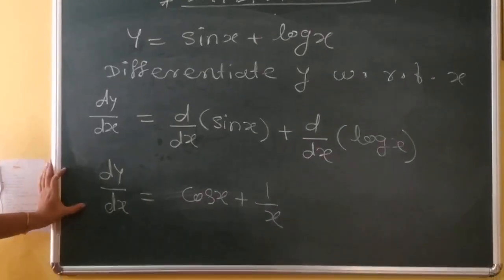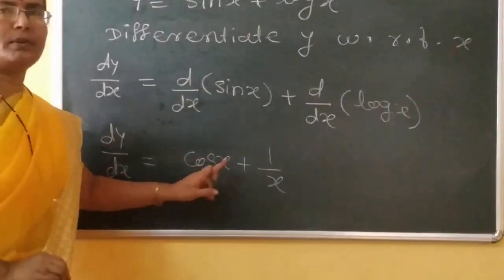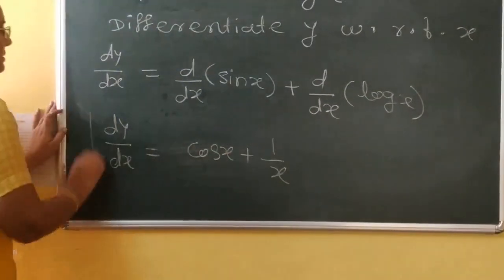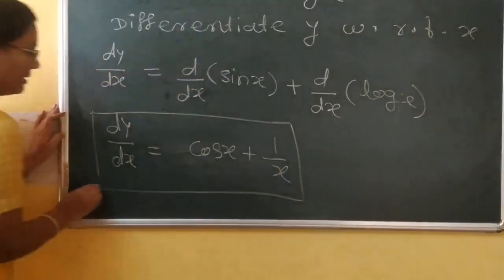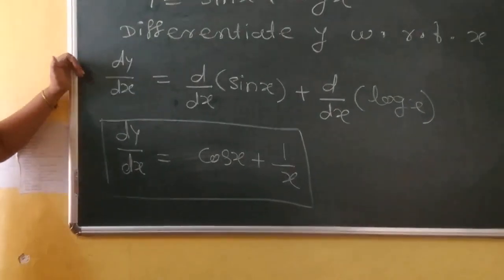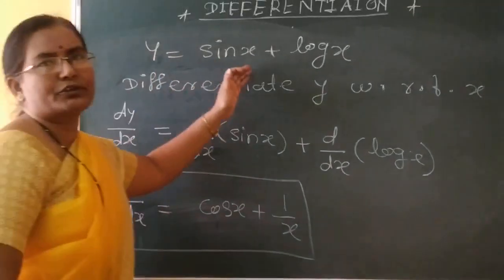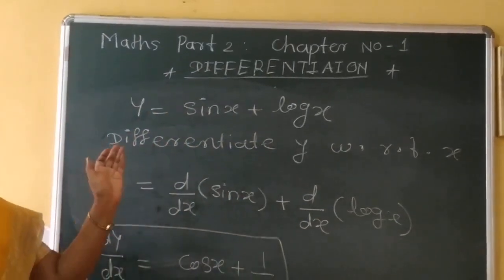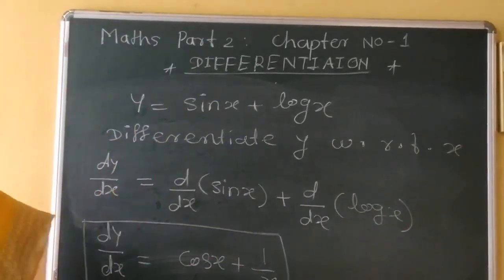dy by dx is equal to cos x plus 1 upon x. This is the answer. Okay. We have studied how to use the rule for the addition of two given functions which are differentiable functions of x.